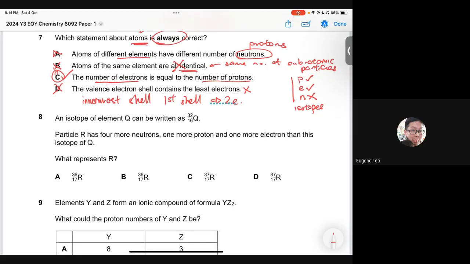An isotope of element Q can be written as 32 16 Q. Okay, 32 16 Q. So let's look at Q itself, the isotope. Since they're asking me to compare protons and electrons, I better go and write down the thing.